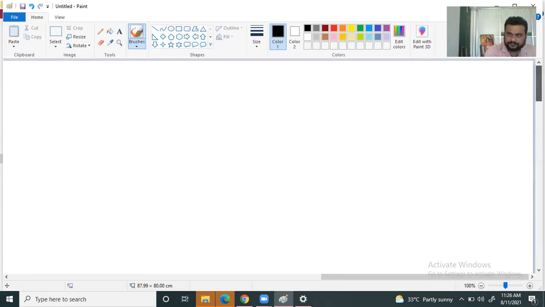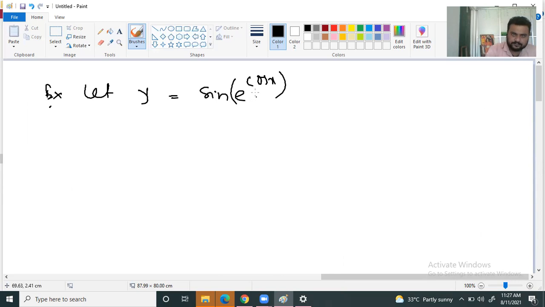This is very important. Let y is equal to sine of e to the power cos x. Look at this function. Here we have to find u. What is our u? If we take cos x as u, because we know the derivative of cos x, simple. So u is equal to our cos x.